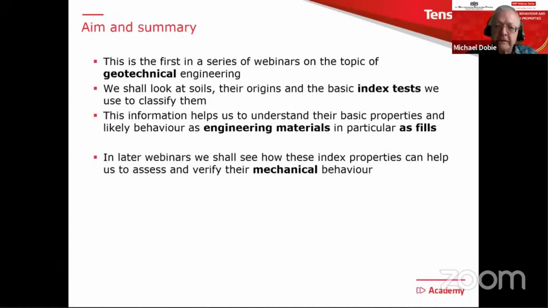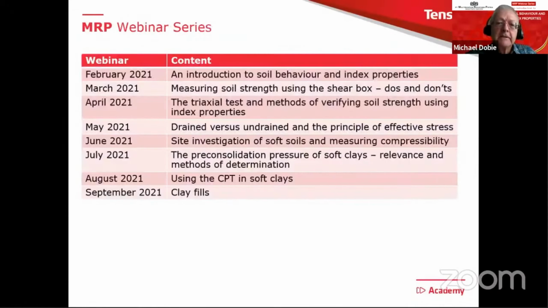And there will be later webinars looking at other aspects of the engineering and mechanical behavior of soils as well. This is an outline of the webinars we plan. We're currently in February, and that's the one today. And then I have some further titles there. That might change slightly as we go through these, but we will mention the second one a little bit later on when we finish this first webinar.